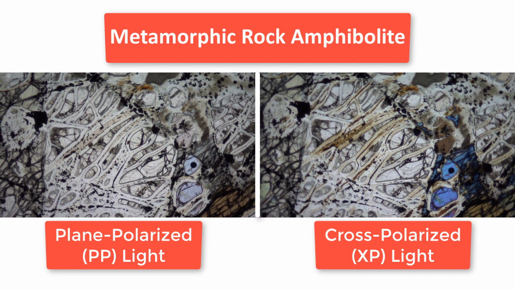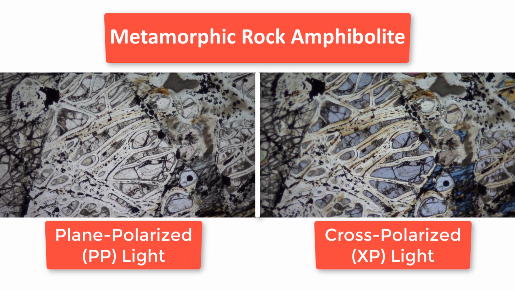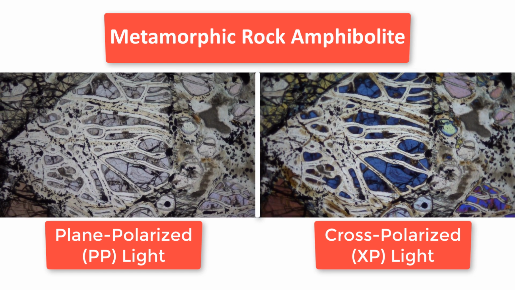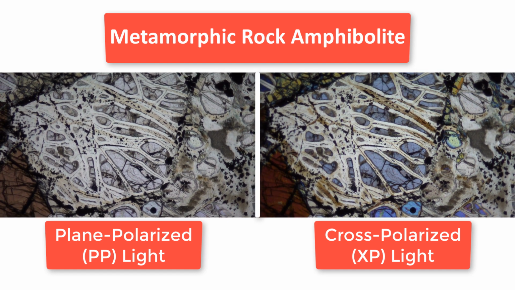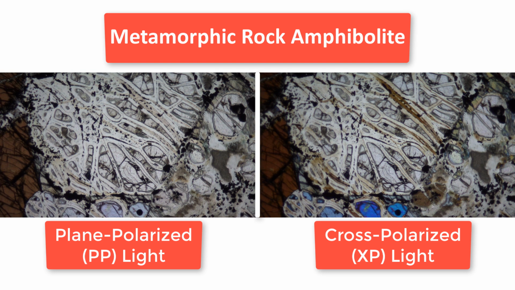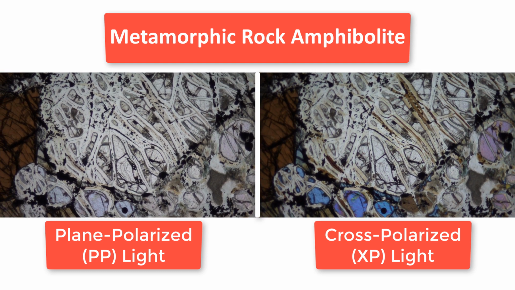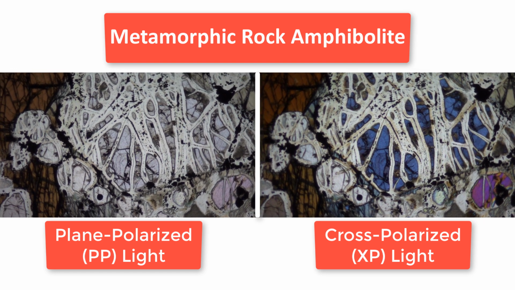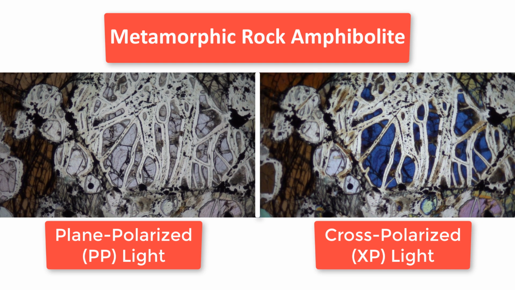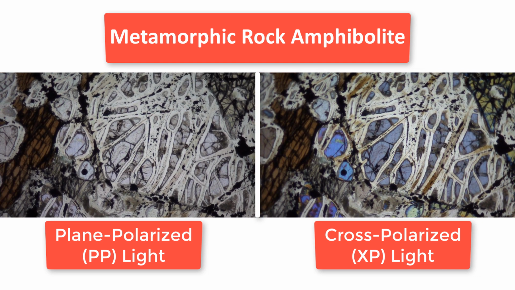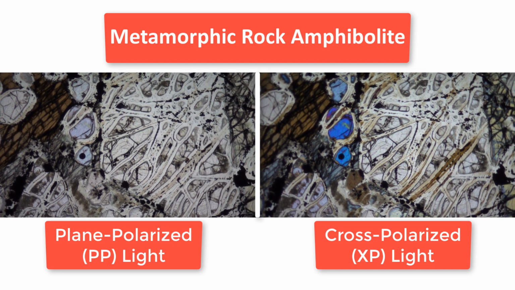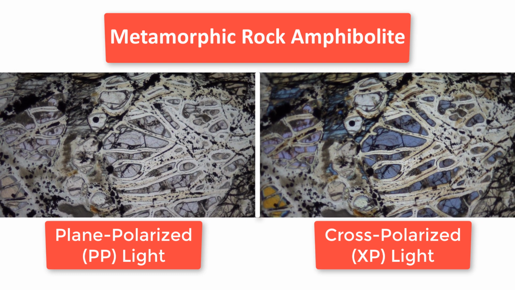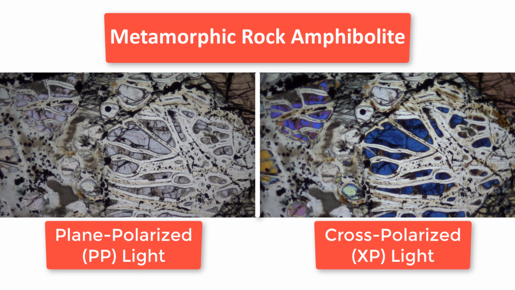Most minerals, however, exhibit shifting colors as we rotate the stage. These are called anisotropic minerals. Examples of anisotropic minerals include calcite, corundum, gypsum, hornblende, muscovite, potassium feldspar, and quartz. To observe the anisotropic mineral calcite, I recommend watching the video in this series named Sedimentary Rock Coquina and its Thin Section.